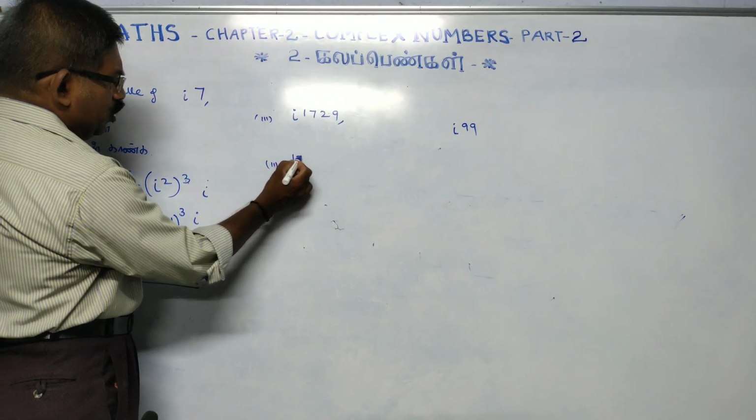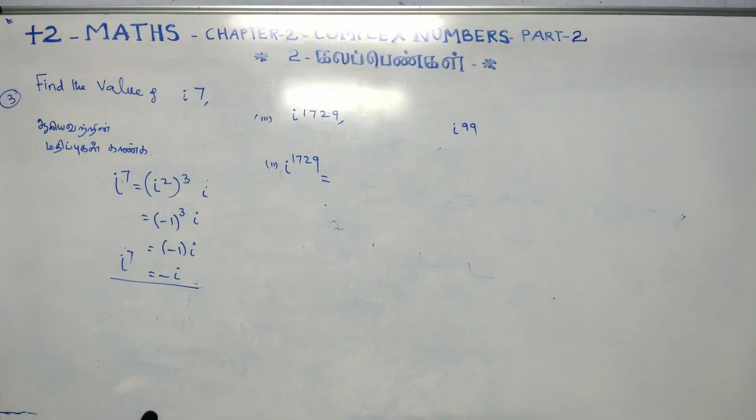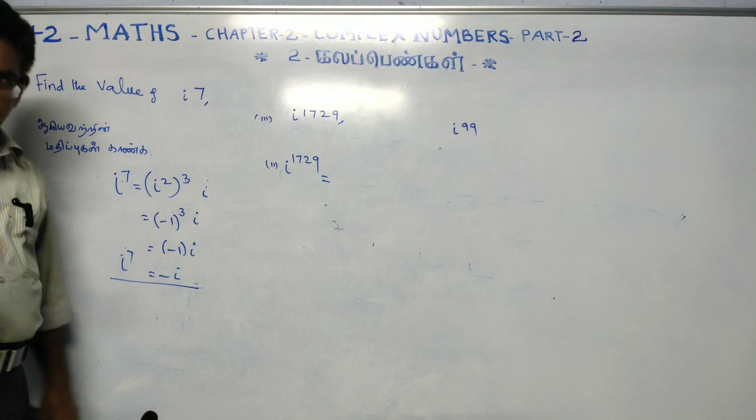Number 2. i power 1729, how can we write? i power 1729. You try to write the term in terms of i square.